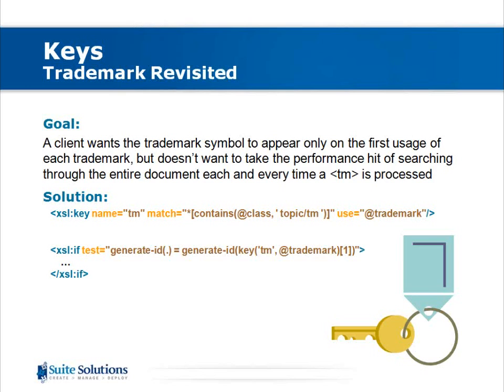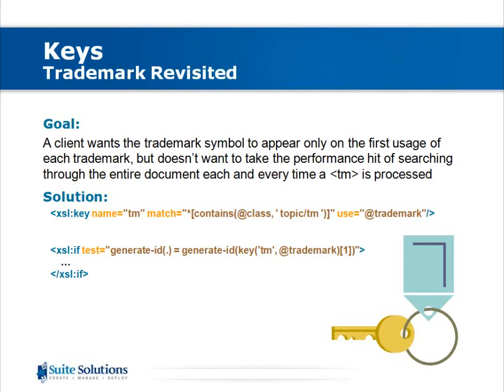Again, just to review, it's a bit confusing. We create an index of all TM elements based on their trademark attributes. And then when we hit any particular TM element, we retrieve the list of all TM elements that have that particular trademark attribute, that are indexed by that trademark attribute, and we check whether this one is equal to the first of those. If it is, then we're going to continue processing and insert our symbol. If it isn't, then we'll leave out our symbol.